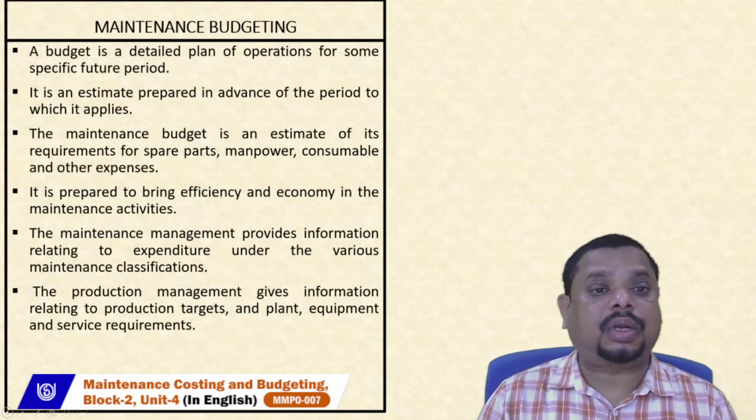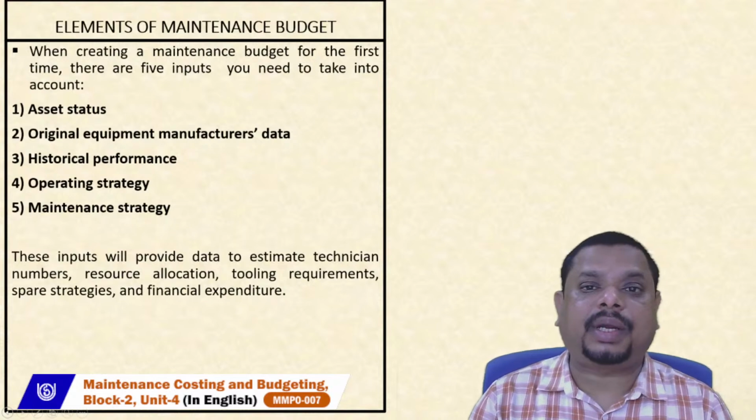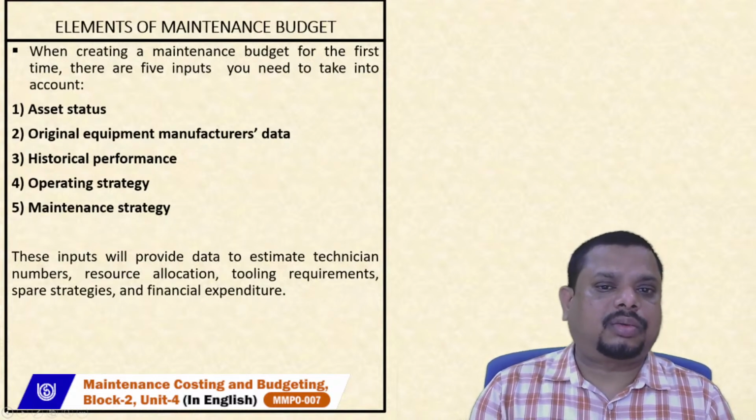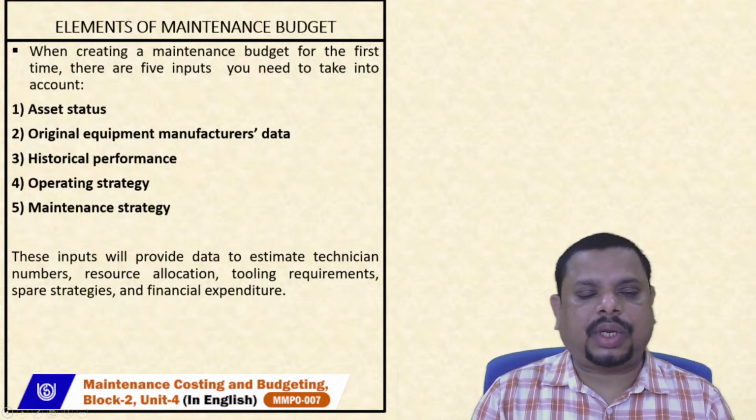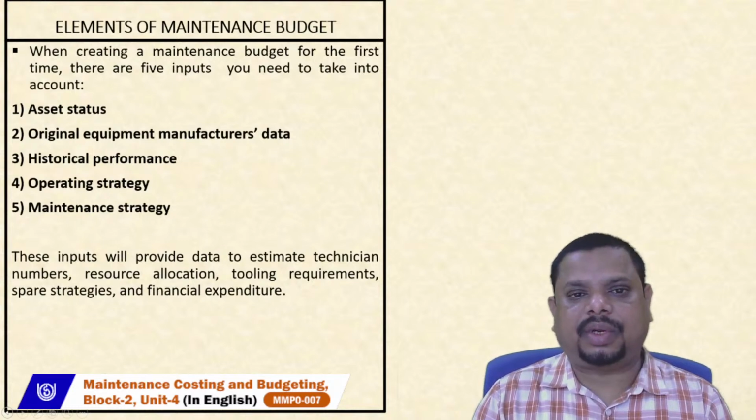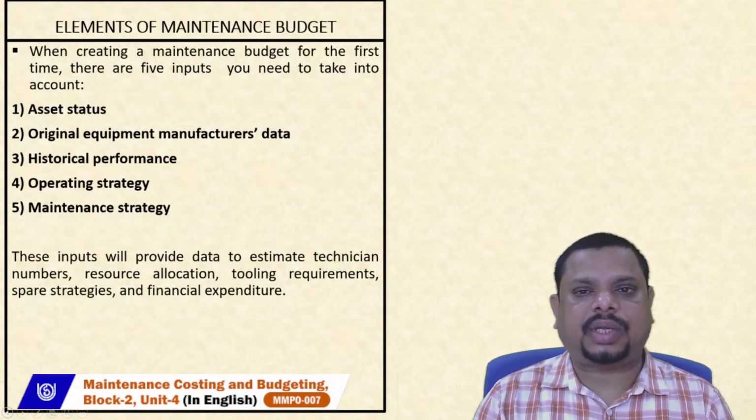So moving to the next one. The next one we have is elements of maintenance budgets. When you create the maintenance budget for the first time, you have to focus upon these five inputs for your maintenance budget. So what are the inputs? The first one is asset status. This is the most important part.